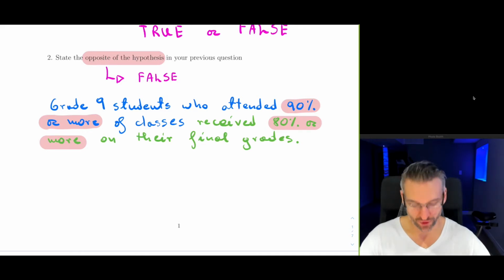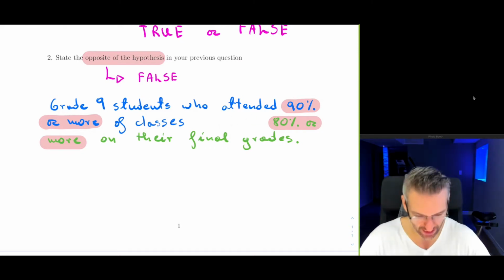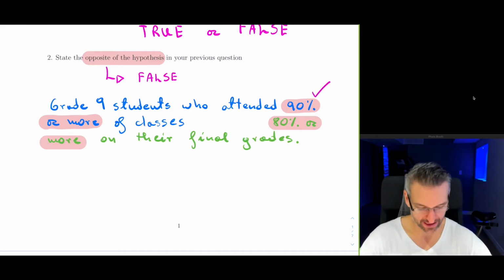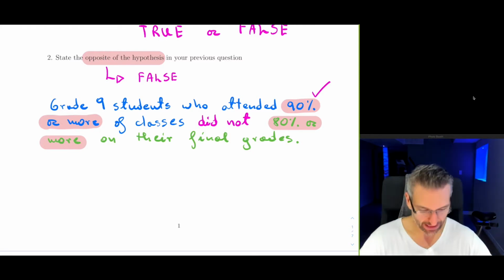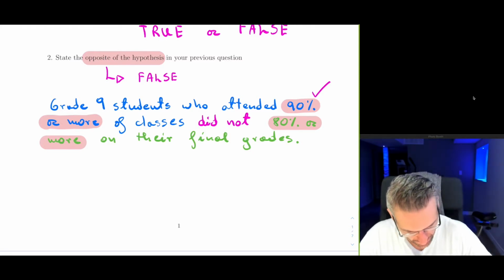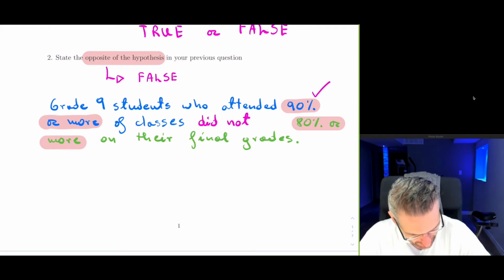So instead of the word received, because what we're trying to do is verify this, we're trying to see that, well, if they attended 90% or more of the classes, did they receive 80% or more of their final grades? So in this case, we could say, of classes did not, receive, and let me put some space in there. I'm going to shift this out a little bit. Did not receive.